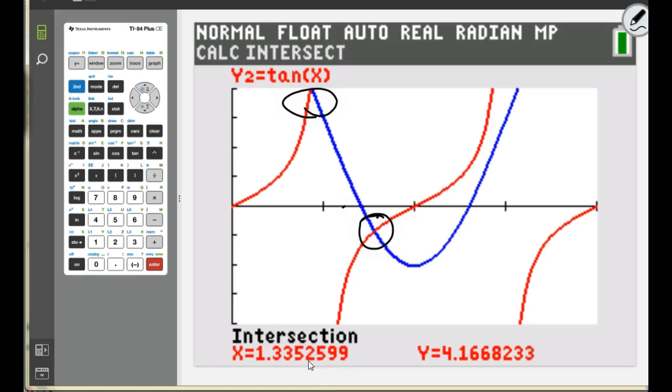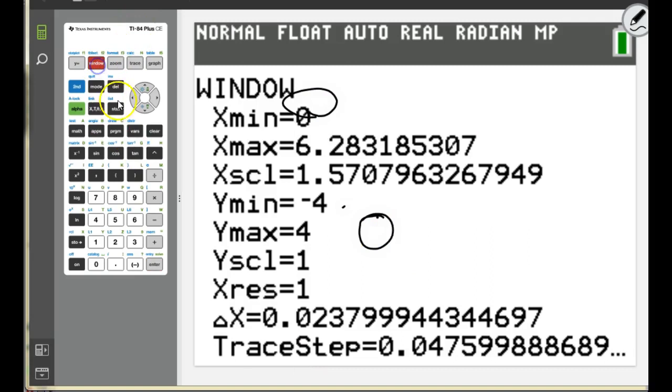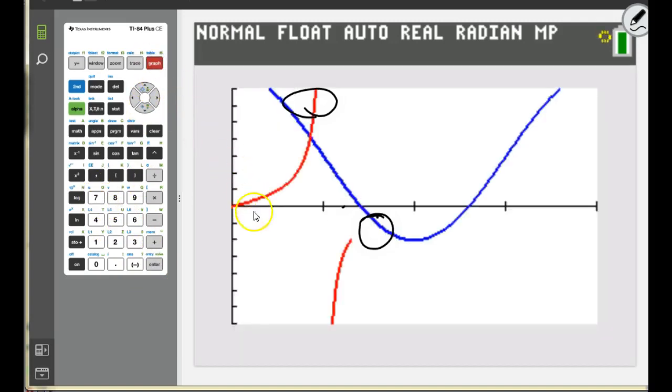Everybody finding them? Anybody have a question? If you wanted to change your window to be a little higher and lower because you weren't sure you had them all, you don't want to adjust the x because that's the window we care about. There's still only 2 intersections here, so that's all we have. But make sure you find all the intersection points between 0 and 2 pi. Any questions?